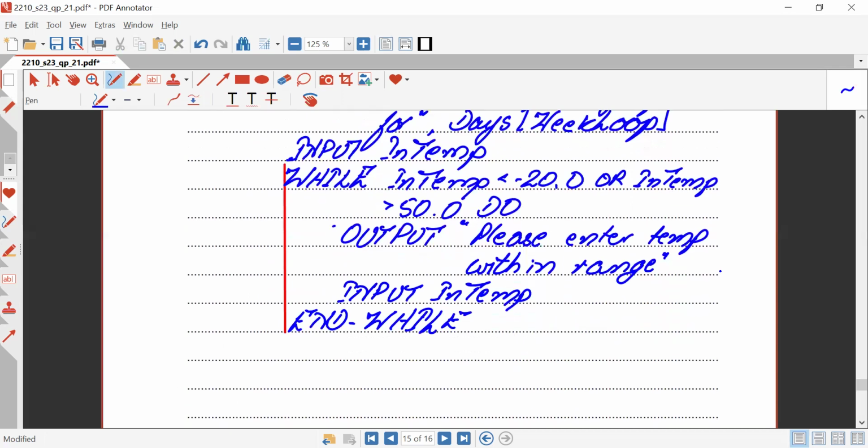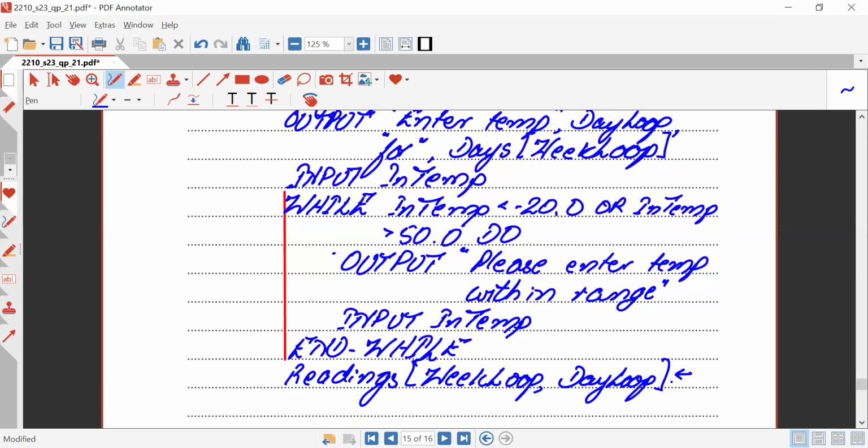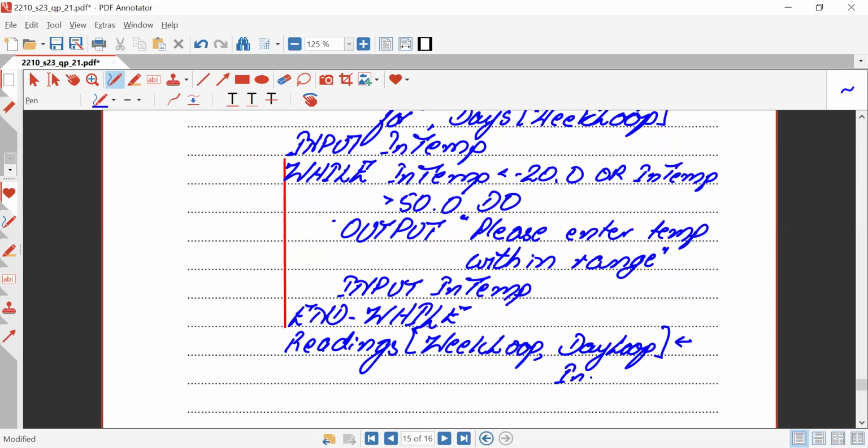Okay. Now, as the temperature is being input, they just said that readings temperature is over there that we will be taking. So we will be saying reading. 1 till 7 was for the week and 1 till 24 was the day. So we will be saying week loop, comma, day loop right over here. And it will be assigned with a value for in temp. Whatever the value for the in temp is there, it will be assigned with that particular value.